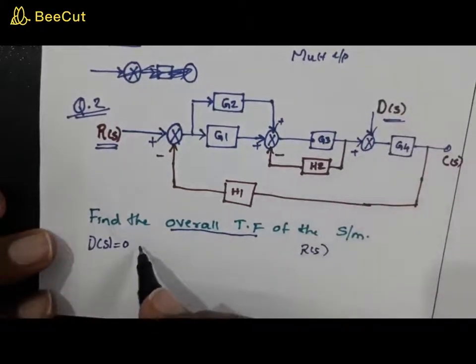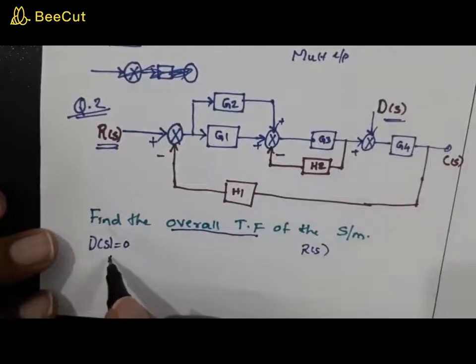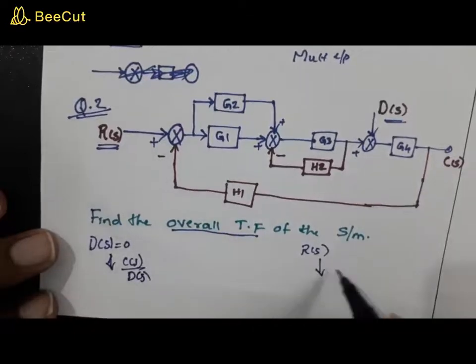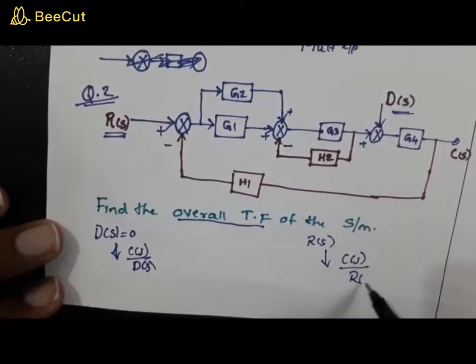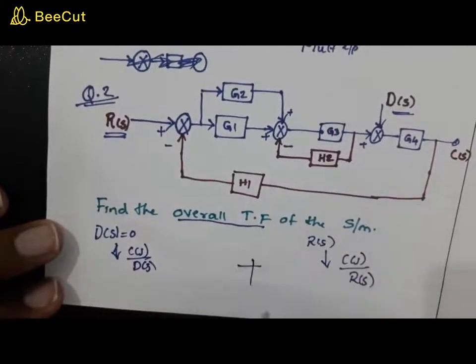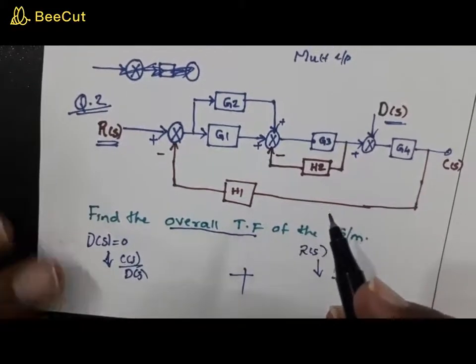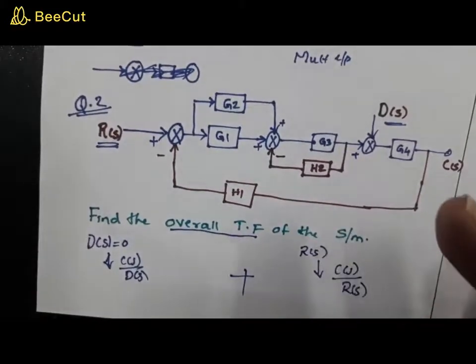So from this you will be able to get C(s)/D(s), and from this you will be able to get C(s)/R(s), right? These are the two transfer functions, and when you take the sum of these, you will get the overall transfer function.